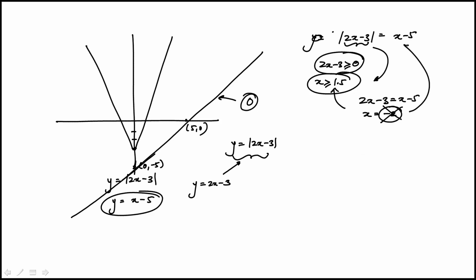In fact, you can also notice if you plug it back in, you would get -7 here, absolute value, and -7, but this is 7. So this is not a solution.